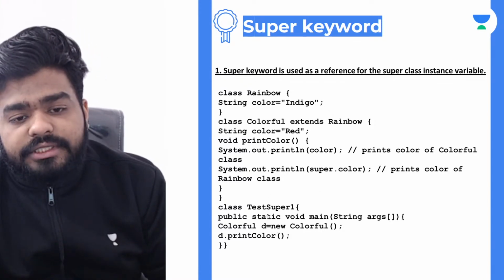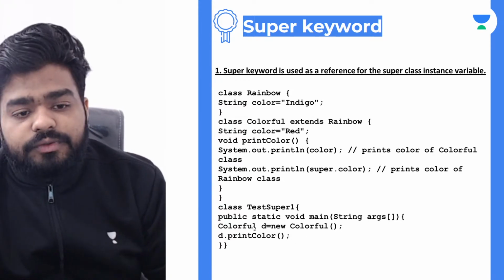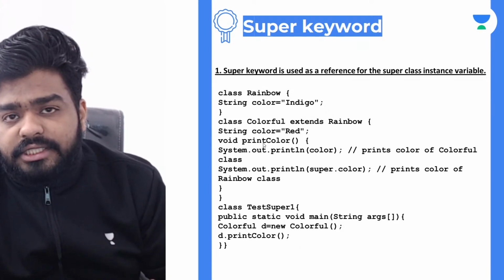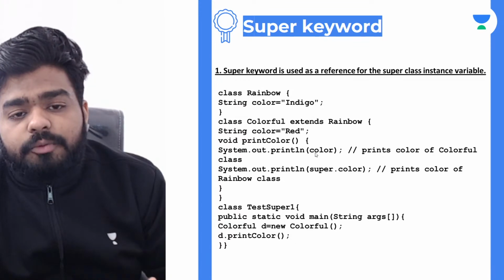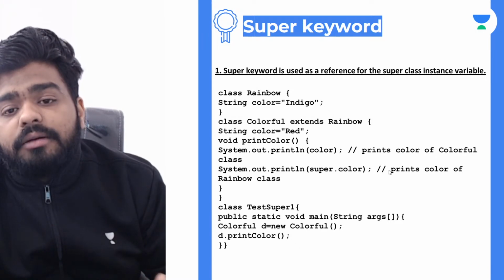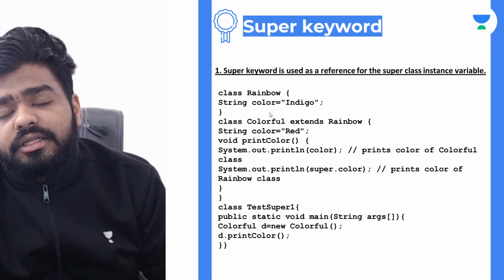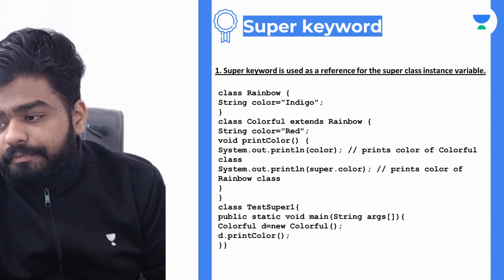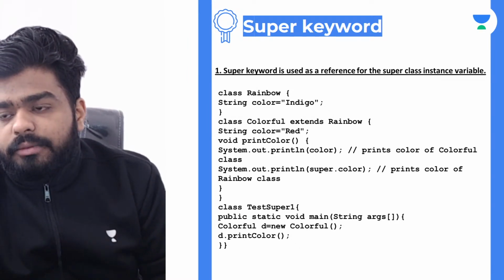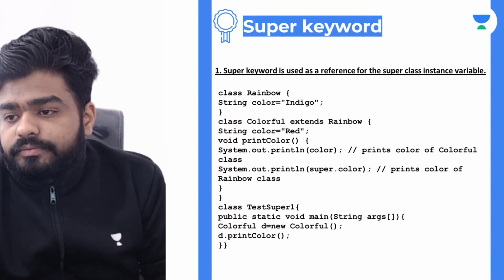You can see here we have static void main and Colorful d equal to new Colorful. Colorful is the subclass. Then d.printColor() will directly call this particular printColor method. Then it's written System.out.println with color, so it prints the color of the Colorful class, right? But when you do super.color, it's going to print the color of the Rainbow class, which is indigo. A very simple example, nothing but the use of a variable with the super keyword, right? That's what we are doing here, nothing else. Have a look at this example. I hope you will be able to understand this. If not, then please do let me know.